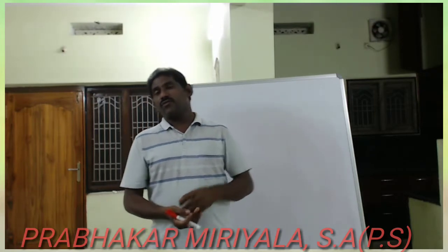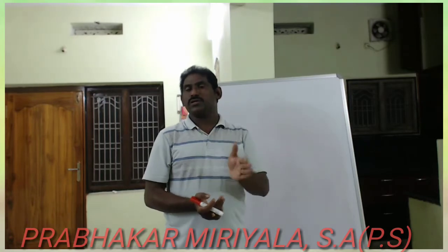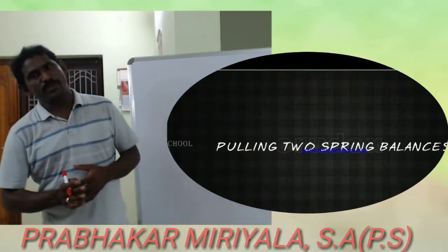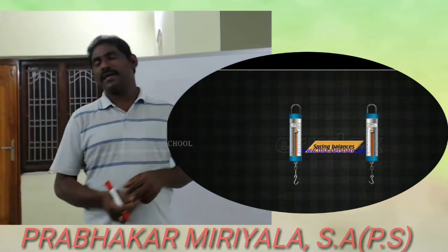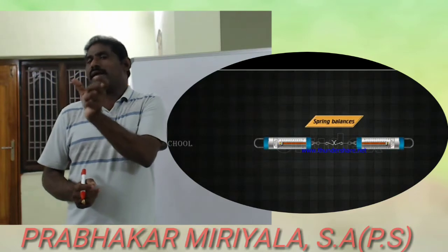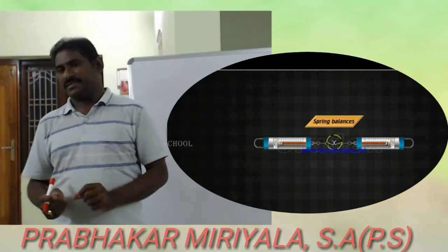So Newton's third law explains what happens if an object exerts a force on another object. Now we can perform an activity to know Newton's third law of motion. Pulling two spring balances. Take two spring balances and connect one end of the two spring balances.